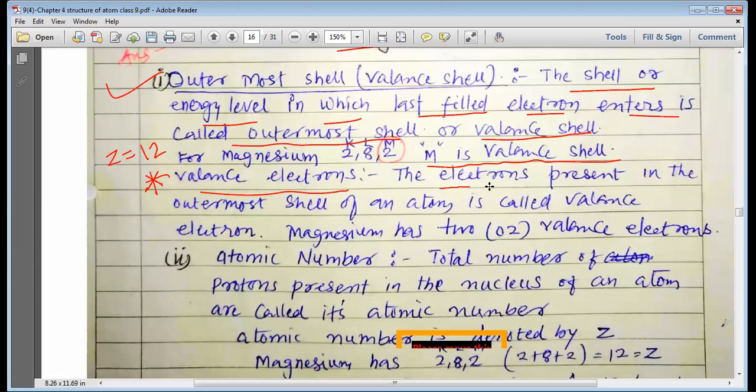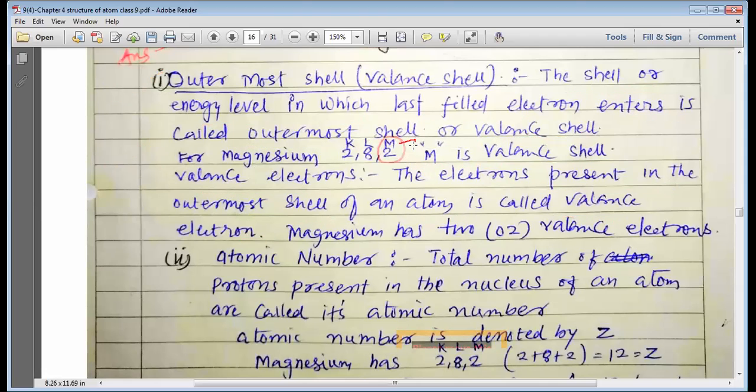So the electrons present in the outermost shell of an atom are called valence electrons. For magnesium, you can see that the valence shell is M, and in M we have 2 electrons present. These 2 electrons are called the valence electrons for magnesium. So this is how, my dear students, we can study.